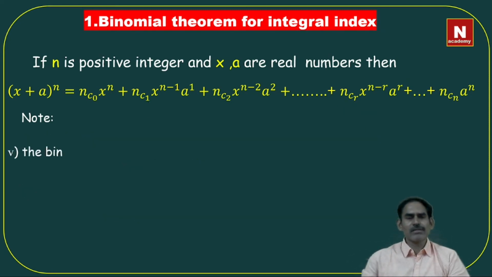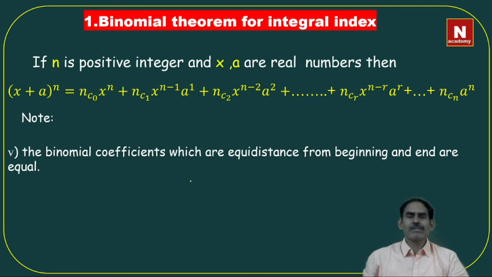Note number 5 is that the binomial coefficients which are equidistant from beginning and end are equal. With the help of an example, you can understand this statement. For example, I am taking (a plus b) whole cube.